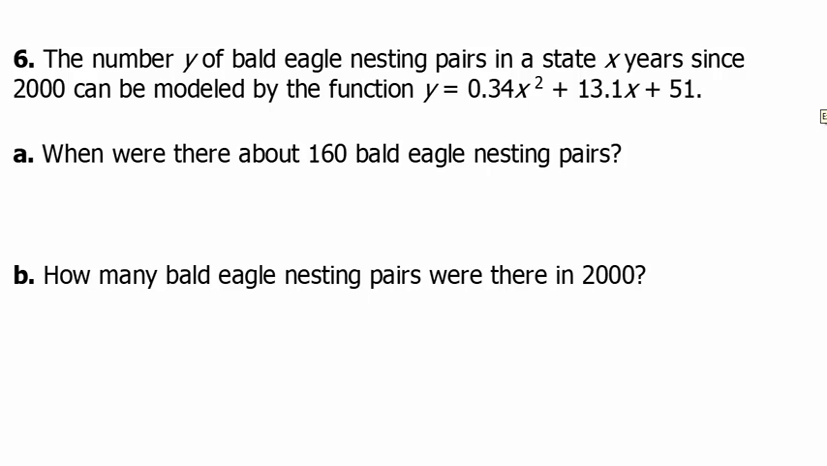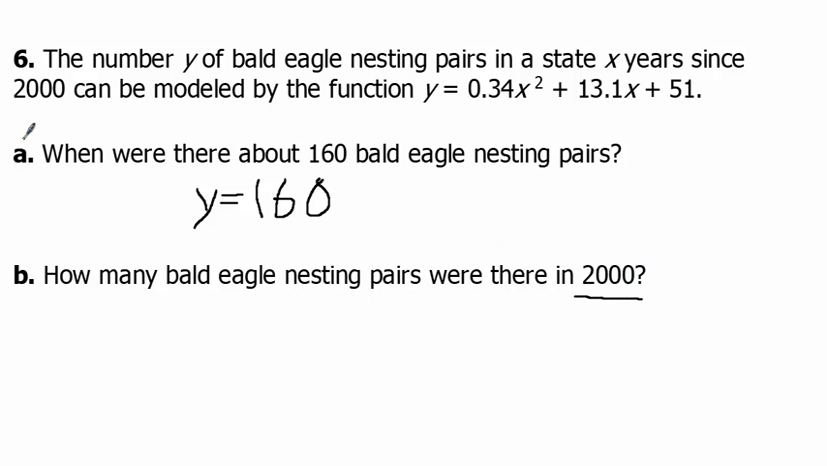Lastly, sometimes they give me a y, and sometimes they're asking me about x. In this first problem here, when we have bald eagle nesting pairs, and we're looking for when there will be 160, that is our y, we're going to set it up exactly like we did the last problem. 160 equals the equation, solve it for 0, use the quadratic.